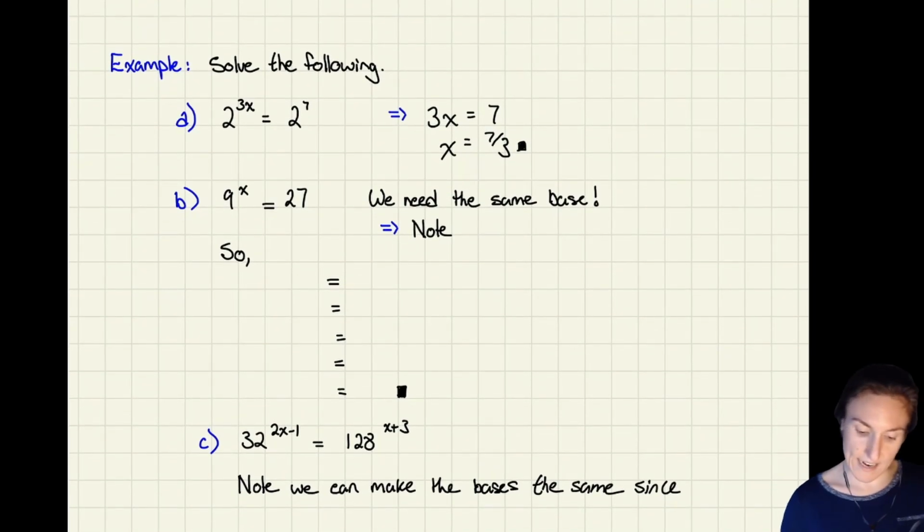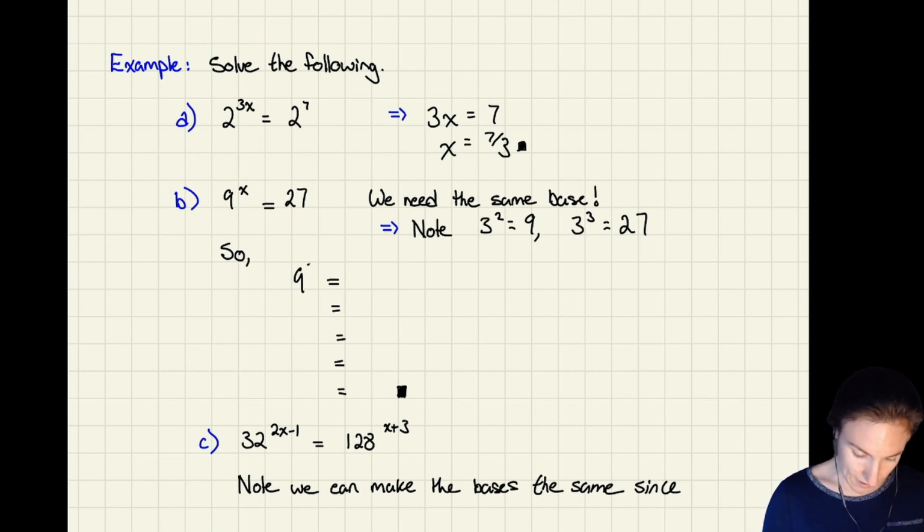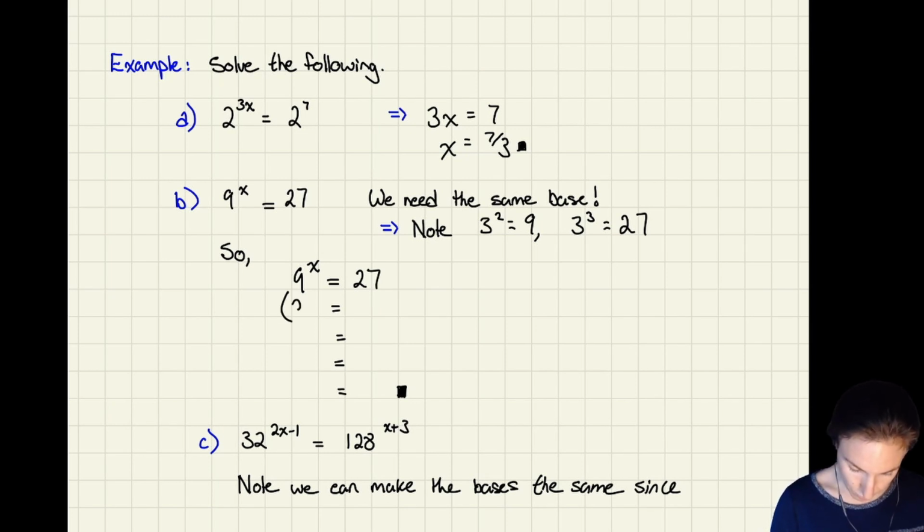In this next case, even though the bases look different, they can still be expressed in terms of 3's. Note, for example, that if we took 3 squared, we would get a 9. And then if we took 3 to the power of 3, we would get 27. So we can change these expressions: instead of 9 to the power of x is equal to 27, our 9 can be changed to 3 squared, and then we take that to the power of x. The 27 can be changed to 3 to the power of 3.